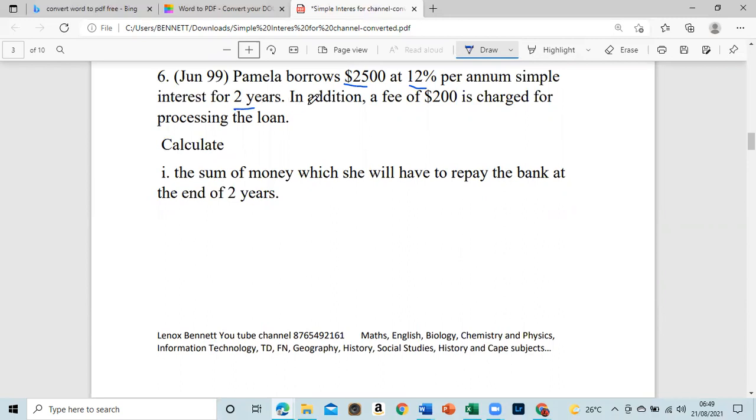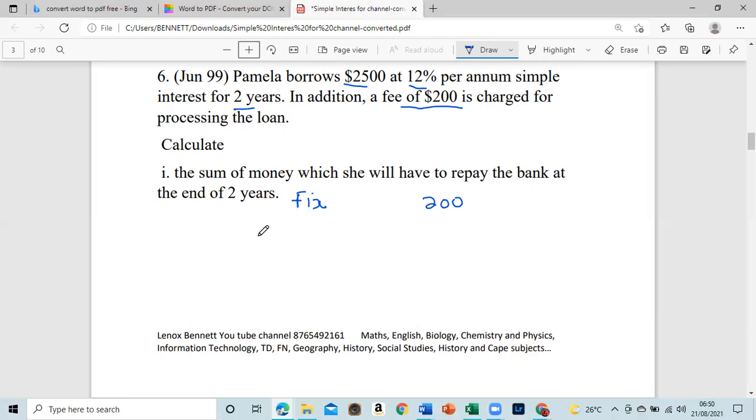But in addition, she has to pay $200. So this is a fixed amount, so we can just say fixed. That's not going to change. So I could just put that amount right here, a fixed amount of $200. Whatever interest we get, we're going to add this to it. So we have the $200 fixed, right?